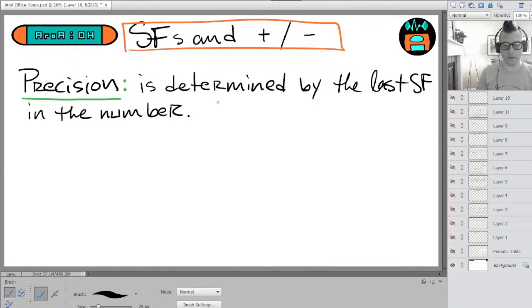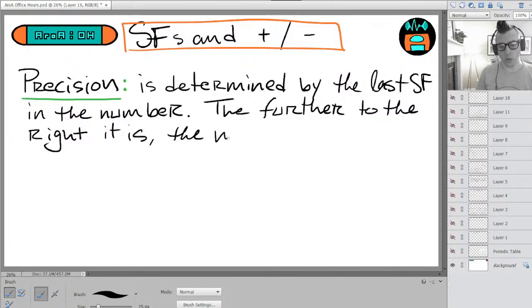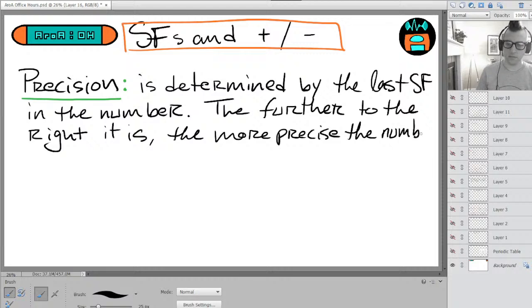And this is the critical part. The further to the right it is, the more precise the number. All right, now this is the type of thing that is much easier to see with examples than with words.